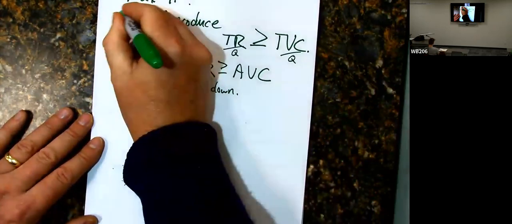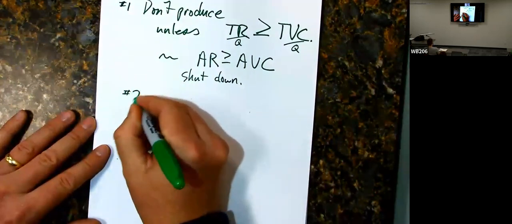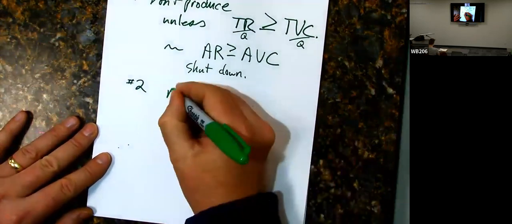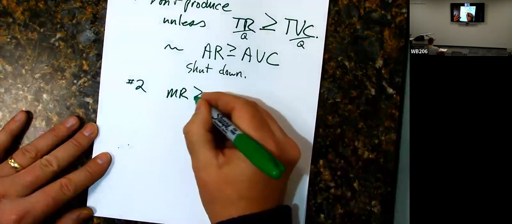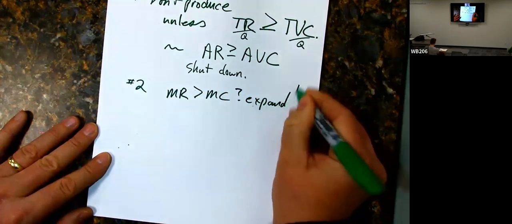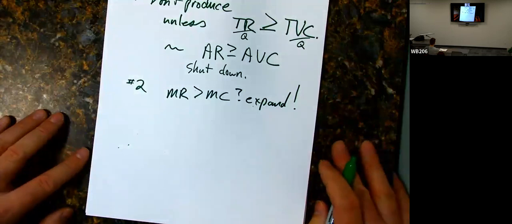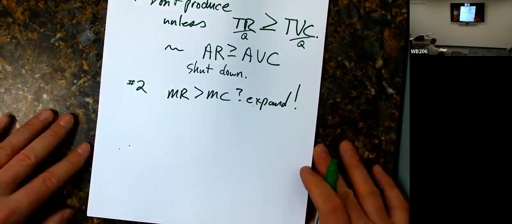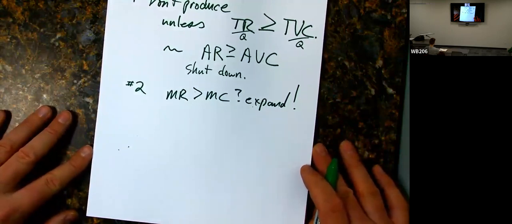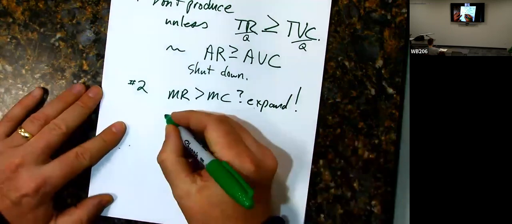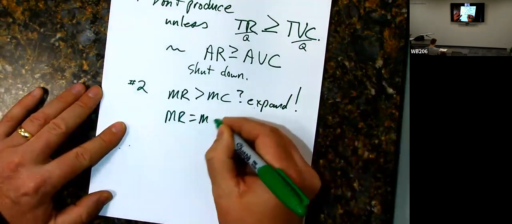The second rule is that the firm will find it profitable to expand output whenever marginal revenue is greater than marginal cost. If marginal revenue is greater than marginal cost, then the firm could capture more revenue, and each unit of revenue will be greater than its costs by producing more. So as long as marginal revenue is greater than marginal cost, you're going to produce more. You're going to stop producing more when marginal revenue is equal to marginal cost.